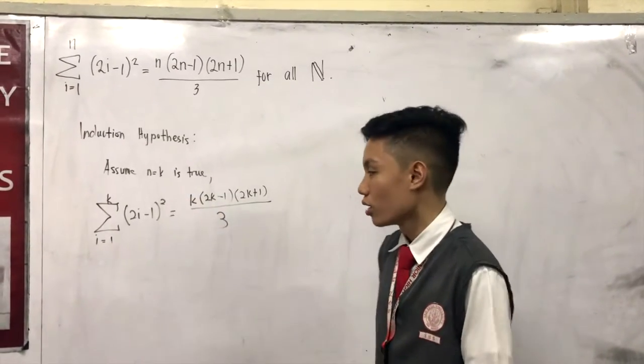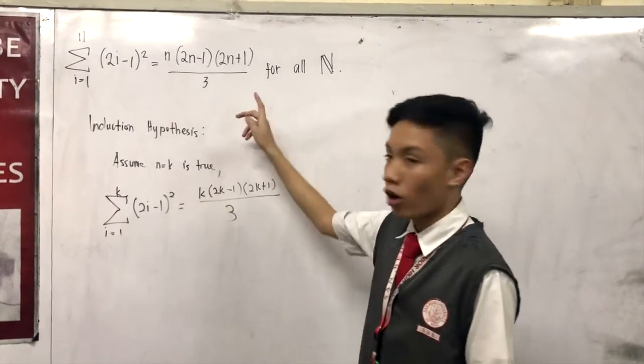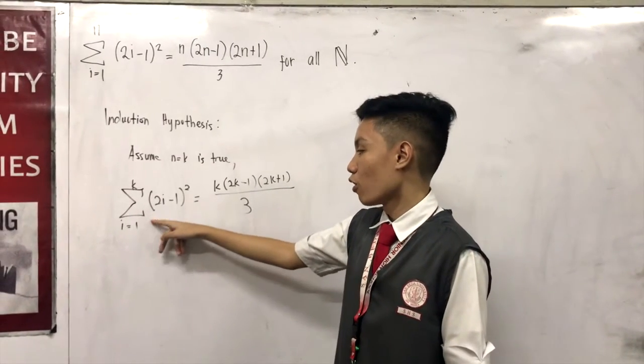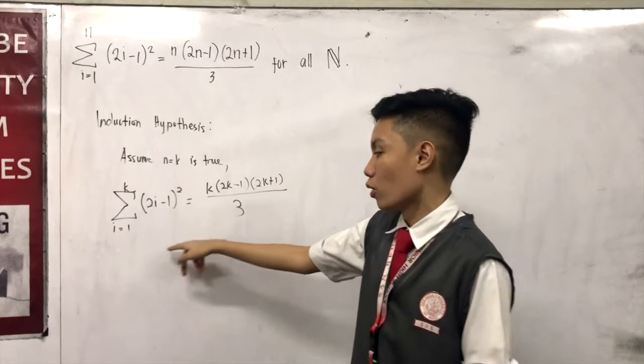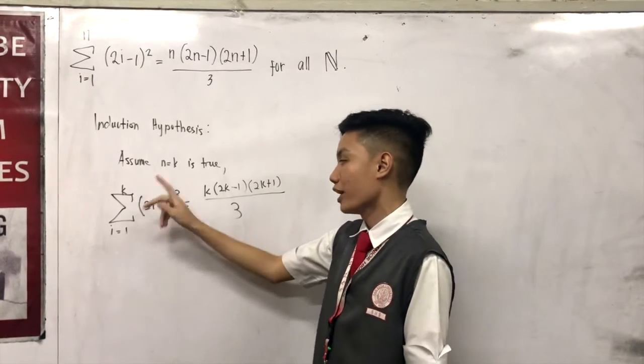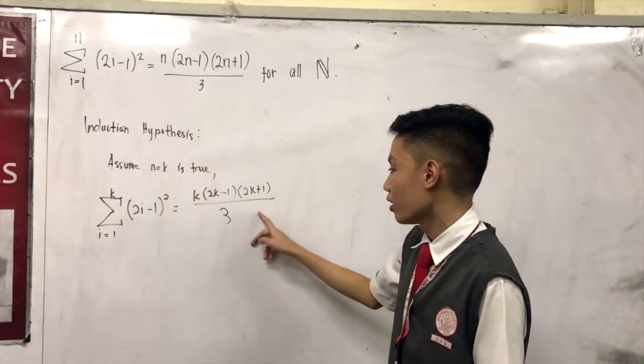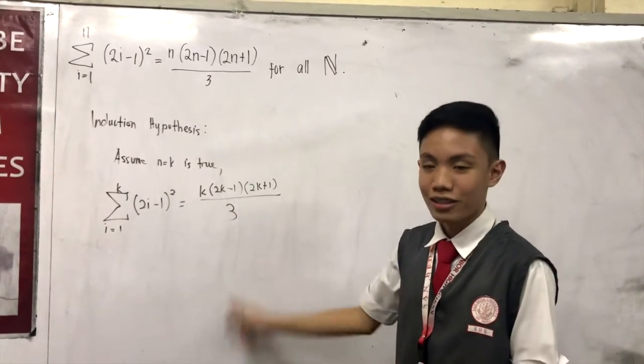For the second step, we do the induction hypothesis, wherein we assume that n equals k is true. Notice that all the n's are replaced with k's. So the summation of (2i minus 1) squared from 1 to the k-th term is equal to k times (2k minus 1) times (2k plus 1) over 3.